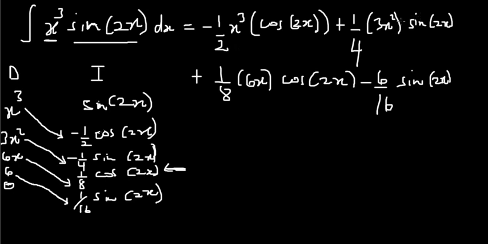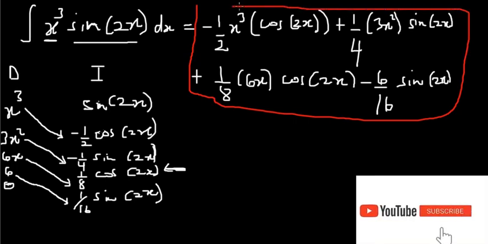You could simplify this further. You could write this as 3 on 4x squared, and then you could also write this as 6 on 8, where you could write 3 on 4, equals 2x, and then this will also be 3 on 8 sine of 2x. It depends on you. All you have to do is just simplify this, and then you end up with the correct answer.